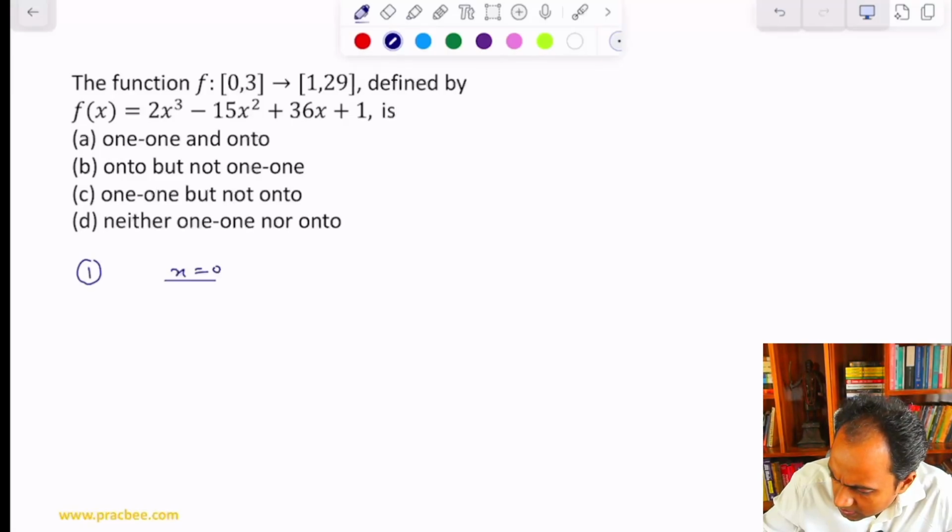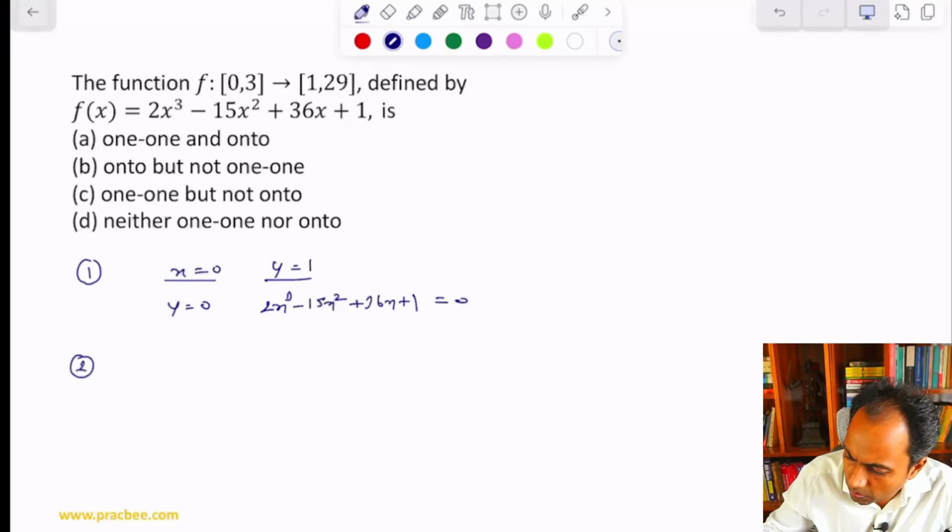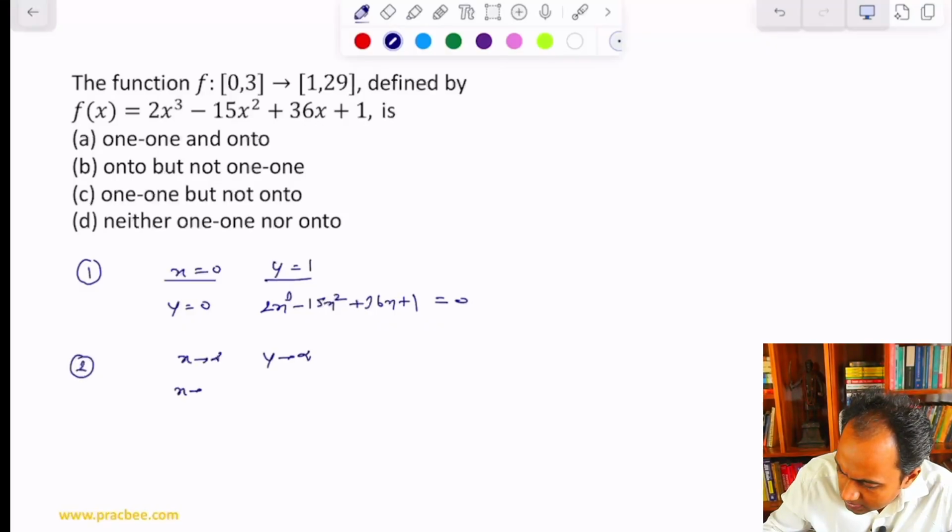If I put x as 0, the corresponding value of y would be 1. If I put y as 0, I will have to solve the equation 2x cube minus 15x square plus 36x plus 1, which I am not inclined to do, so I will leave it here. Second, I am going to figure out what happens at infinity, and we know it is a cubic equation. As x tends to infinity, y also tends to infinity, and as x tends to minus infinity, y also tends to minus infinity.